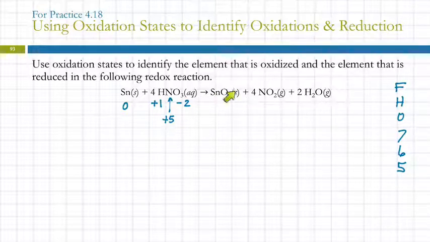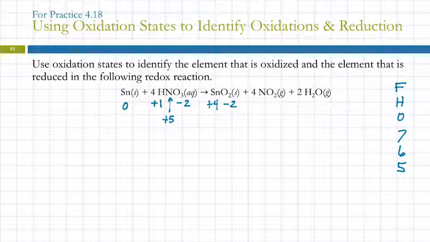Over in the products, here we have an ionic compound. So with ionic compounds, it's easiest to just look at their charges because those are the oxidation states. So what is the charge on an oxide ion? -2. And there are 2 of those, so what's the charge on this tin ion? +4.